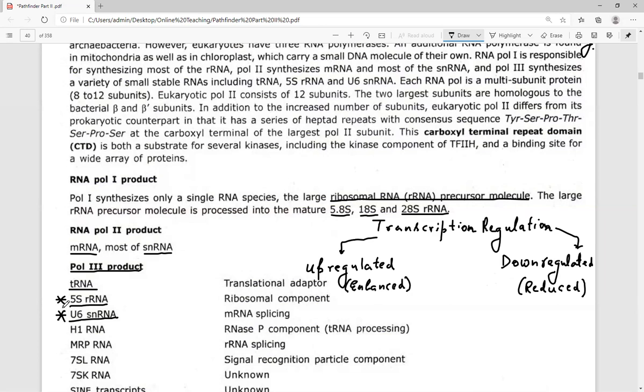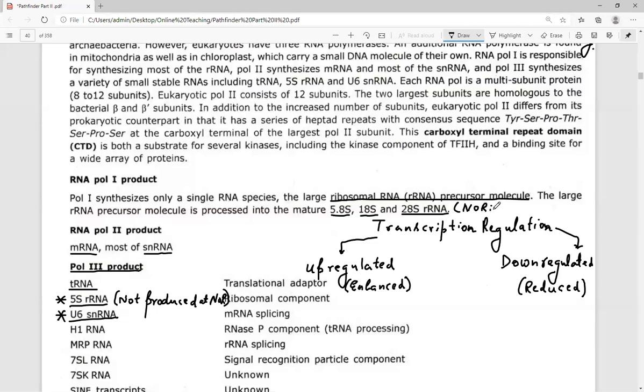5S rRNA is not produced at the NOR region, the nucleolar organizing region. It is not produced at NOR. RNA polymerase 1 produces all the different types of RNA except 5S RNA. All the other different types of RNA are being produced at the nucleolar organizing region.